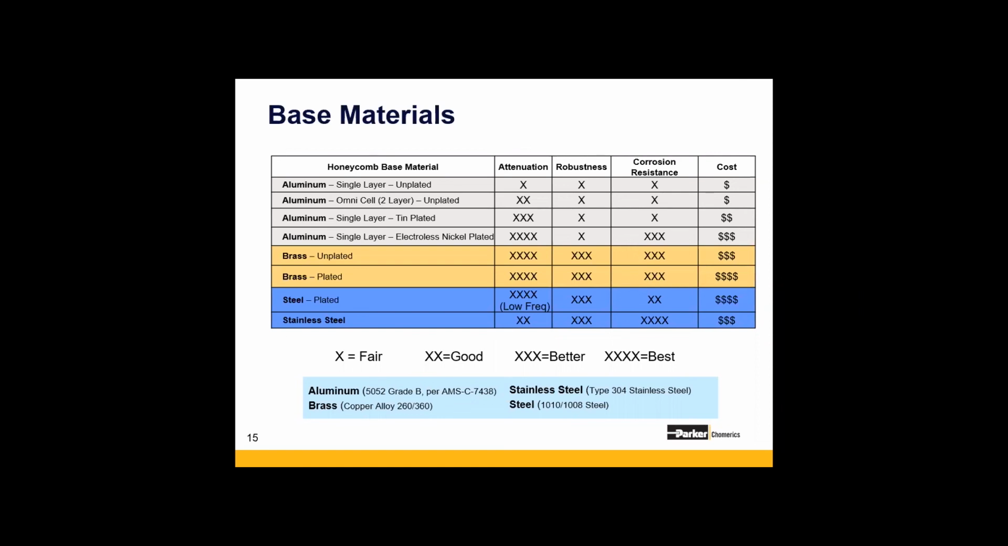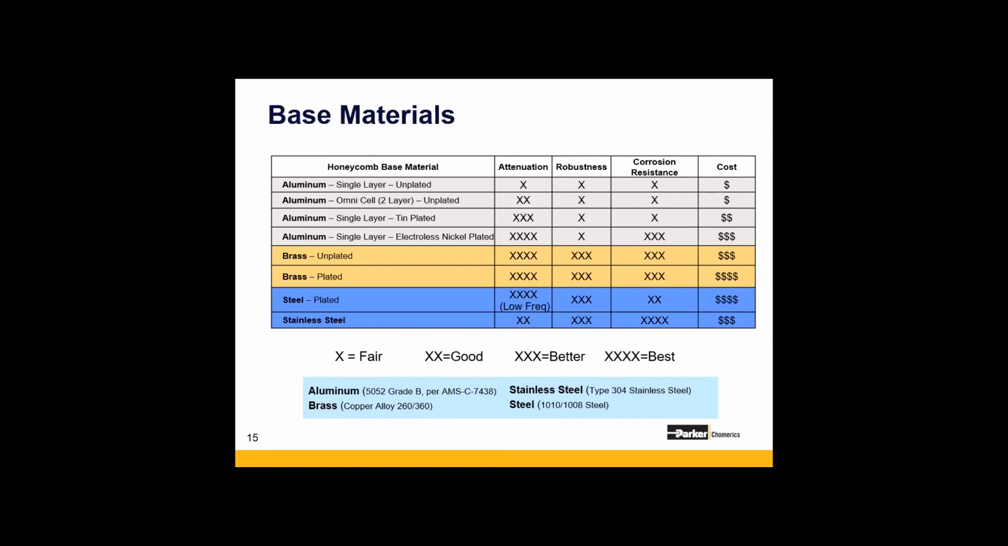Adding something like an electroless nickel plating or a tin plating will noticeably increase the attenuation for higher performance. Something to note, brass vents are made from a copper alloy and can either be plated or unplated. The base honeycomb material is thicker than aluminum, coming in at about 5 thou compared to 1.5 thou. And the frames used in brass vents will stand up much better to physical impact. So there's things to consider.